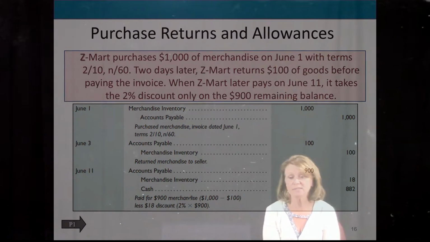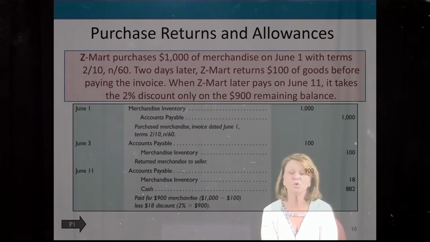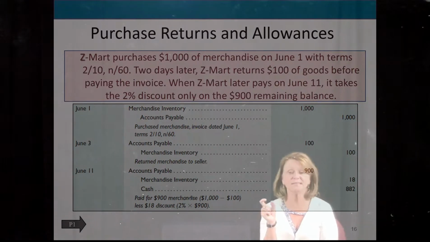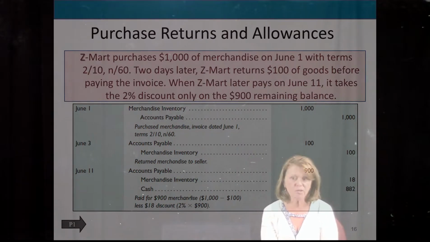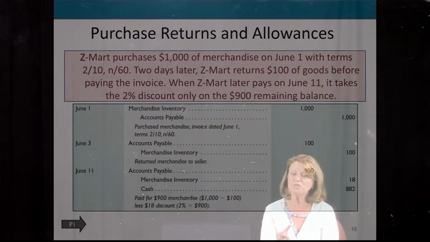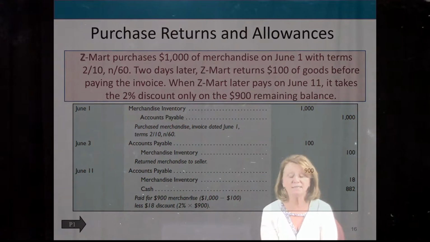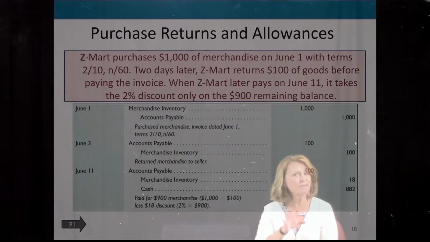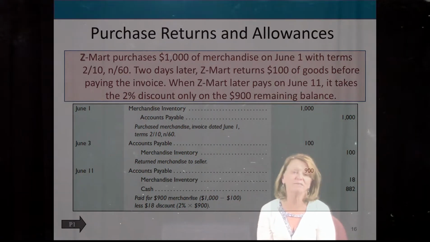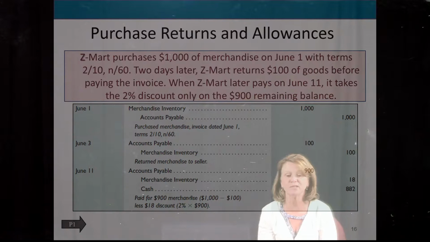Purchase returns and allowances. Say Zmart purchased $1,000 of merchandise on June 1st with terms 2/10, net 60, which means you can take a 2% discount in 10 days and you pay the full amount within 60 days. 2 days later, Zmart returned $100 of goods before paying the invoice. When Zmart later pays on June 11th, which is within the 10 days, it takes the 2% discount only on the $900 remaining balance. You purchased $1,000, but you returned $100, so they're not going to let you have a discount on merchandise that you already returned.